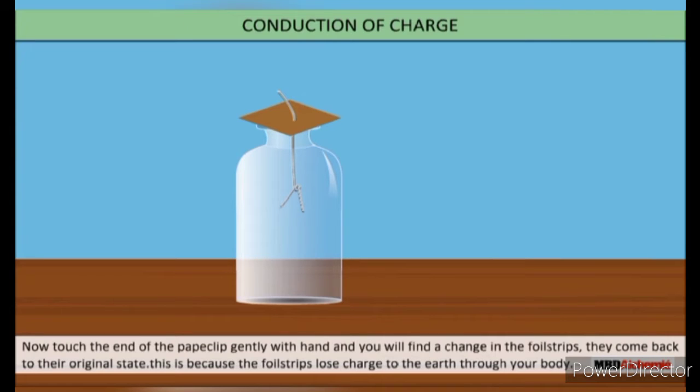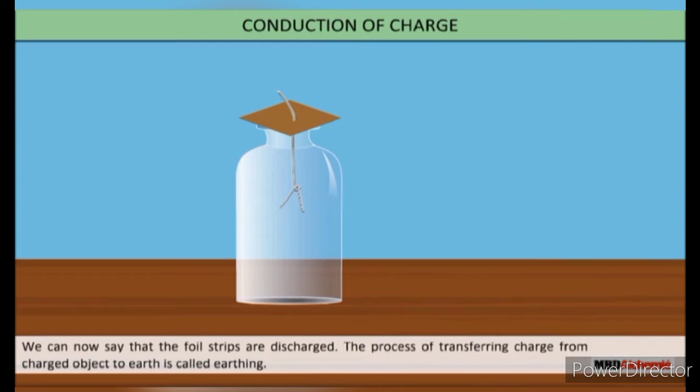This is because the foil strips lose charge to the earth through your body. We can now say that the foil strips are discharged. The process of transferring charge from a charged object to the earth is called earthing.